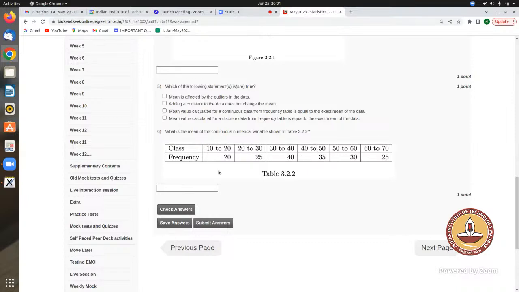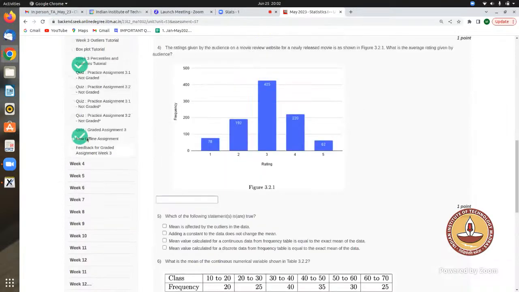And you just have to multiply the frequencies and divide it by the sum of all the frequencies, that is, sigma fixi by sigma frequency. You'll do that, right? Yes, sir, I will. Okay. Any other questions?